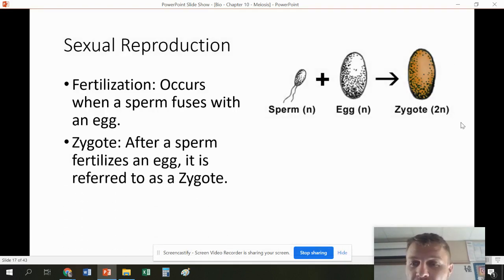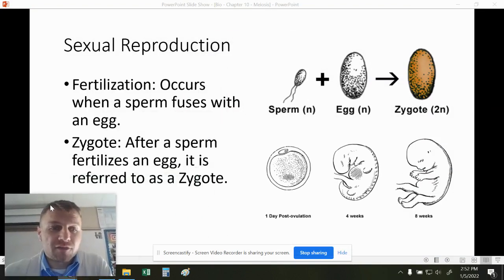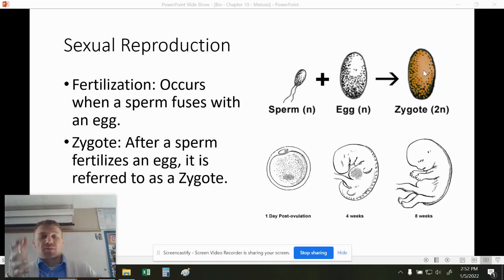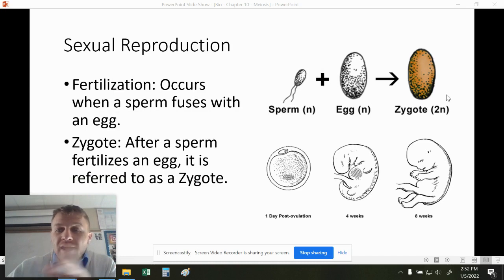Now, a couple more terms that we have to know are fertilization and zygote. Fertilization occurs when a sperm obviously fuses with an egg. You can see here we have the sperm and the egg that form a zygote. This is haploid plus haploid equals diploid. The zygote is the term we use for the thing that is the combination of the sperm and the egg. That zygote will eventually develop in the womb, and then whenever they give birth, it will be a person. So those are just two more terms that we have to know going forward.